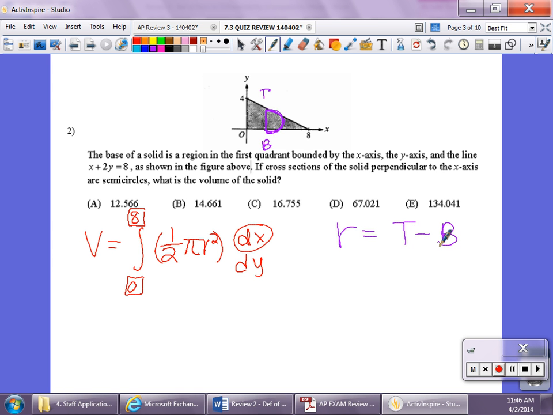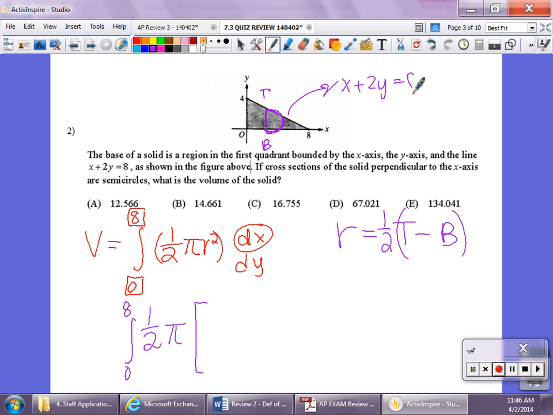Is that the radius? No. What is the radius? 1/2 of the top minus bottom. And remember I did this problem, and remember we talked about the halves, and remember I said make sure you control and understand where the halves come from. So 0 to 8, 1/2 pi, and then r, this r is 1/2 of the top minus bottom. The top function happens to be the x plus 2y equals 8.